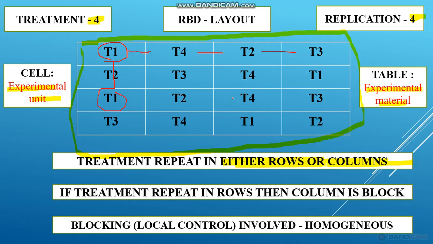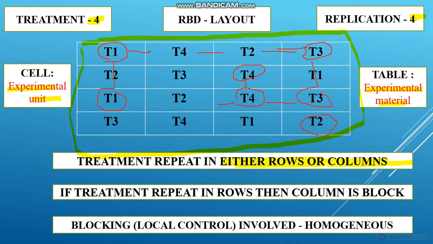Similarly, if you take some other example, T4 is repeating in column, but it is not repeating in rows. Similarly, I am taking T2. T2 is not repeating in both rows and column. I am taking T3. T3 is repeating in column, but it is not repeating in rows.